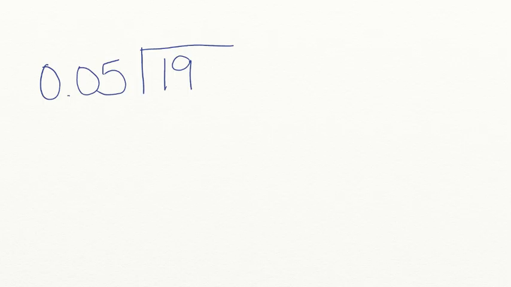Let's try another practice problem together. What is 19 wholes divided by 5 hundredths? Remember, our first step is to look at our divisor and identify our decimal. We need to change 5 hundredths into a whole number. To do that, we are going to move our decimal over 1, 2 place values, which means we are multiplying by 100.